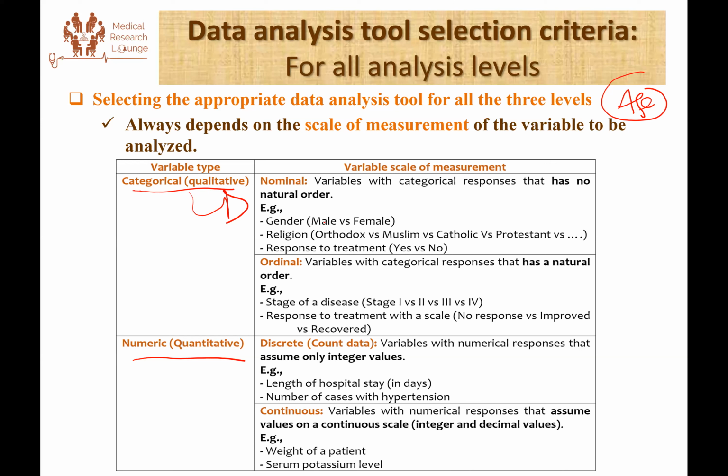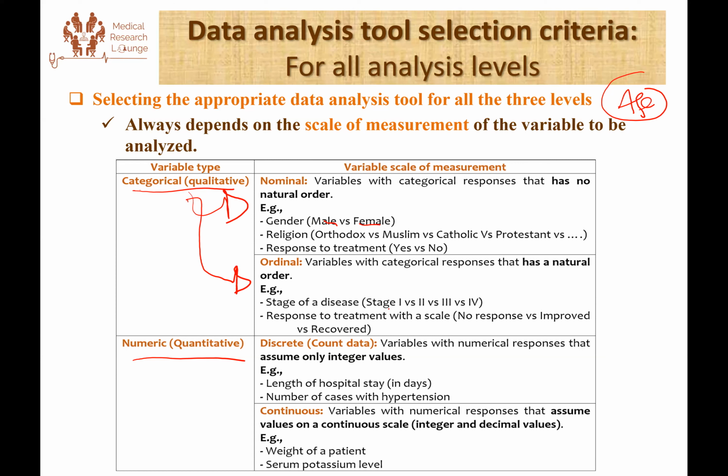Here, for example, we have gender, male, female. We can't say that female is greater than male or male is greater than female. The same works for religion or other nominal variables. But sometimes those responses can have a natural order. For example, in a stage of a disease, for example, in malignancy, we have stages.